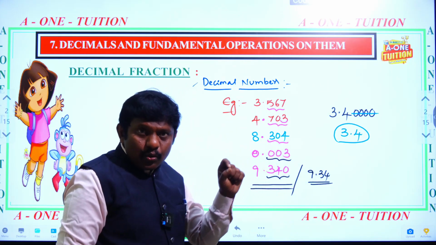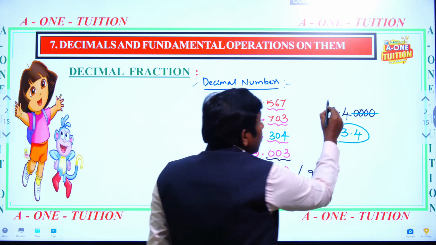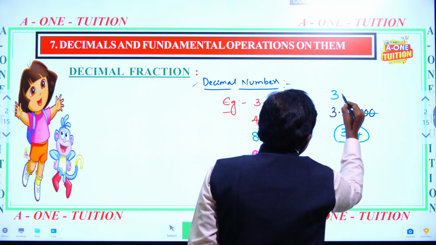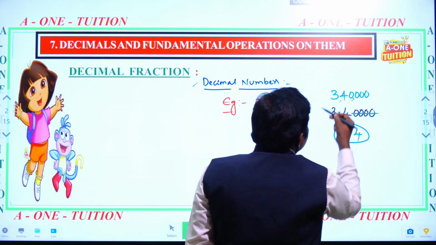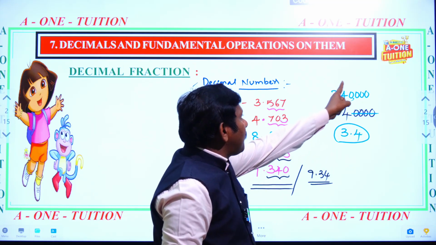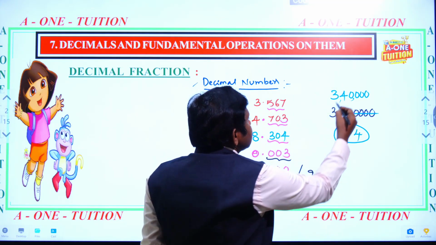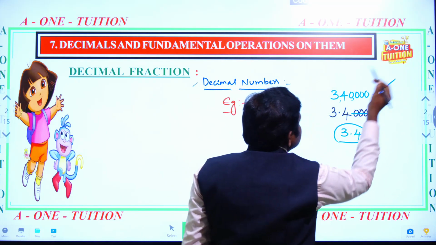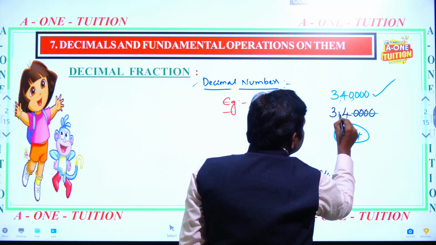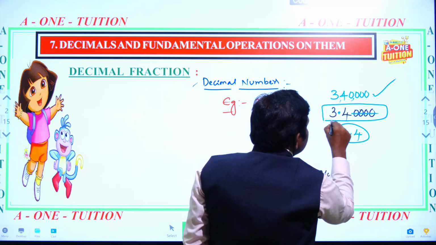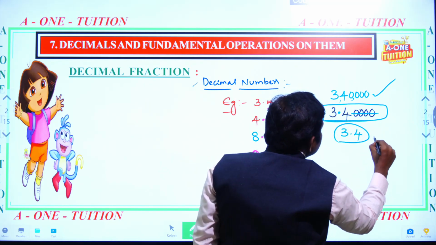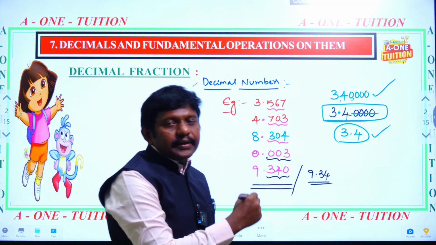Whereas if it is a whole number, suppose this is 3, 4, and after this 4 zeros are there, this will become 3,40,000. So this is 3,40,000. But here, due to the effect of this decimal, this entire value is 3.4 only. Keep that in mind.